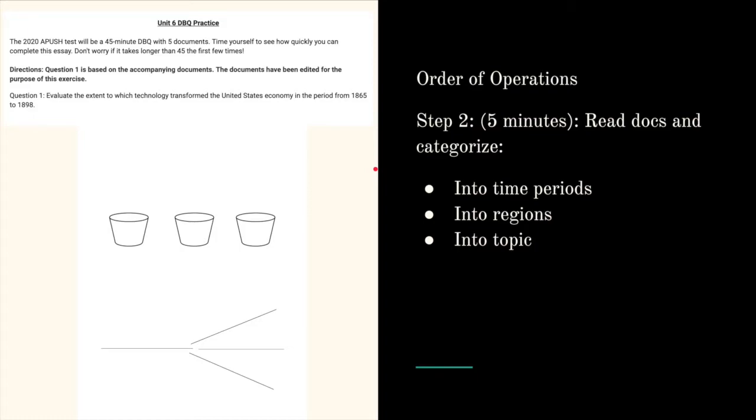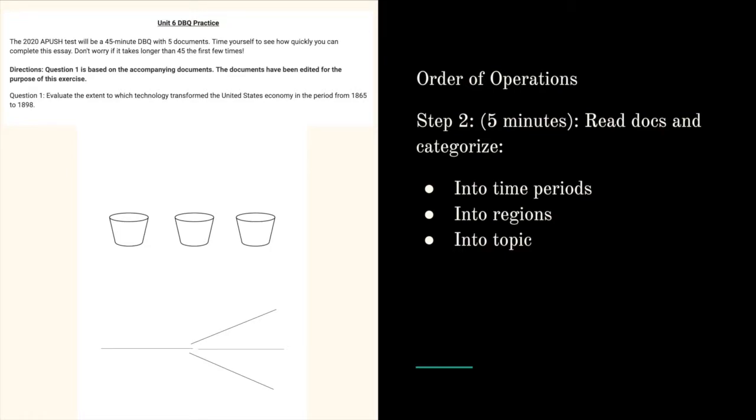Now, step 2, okay? Read through the documents, and I want you to categorize them. Pretend like you're doing a bucket deal for your little chicken foot thesis, right? What we're doing basically is this bucketing stage right here, okay? So when you read the prompt, evaluate the extent to which technology transformed the United States economy in the period from 1865 to 1898, okay? Now, you could arrange them in time periods. So maybe you might say, okay, I need to find the documents that are from early in this time period and late in this time period so I can compare and contrast those 2 different time periods.